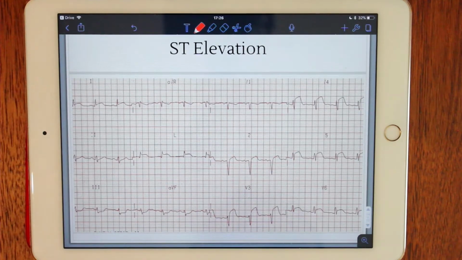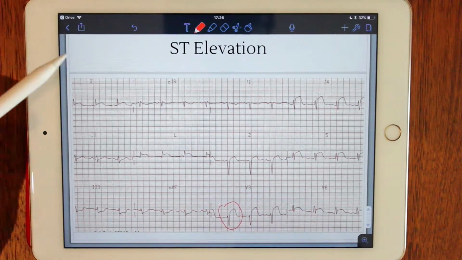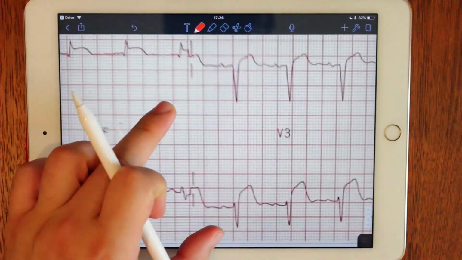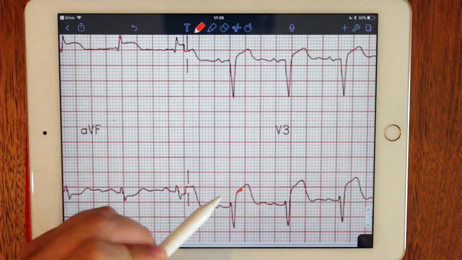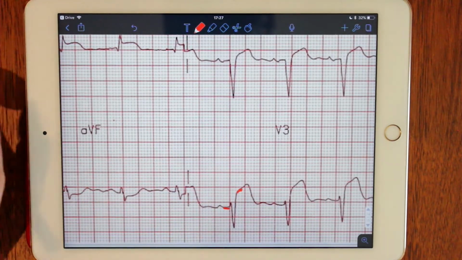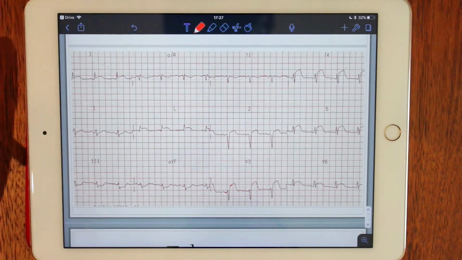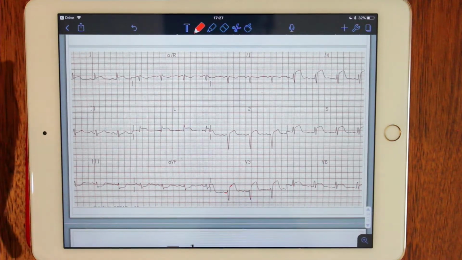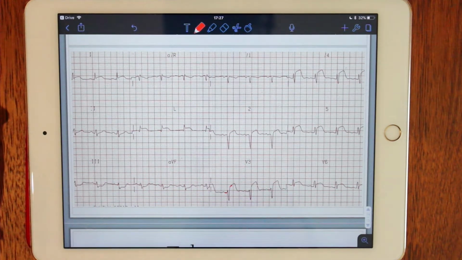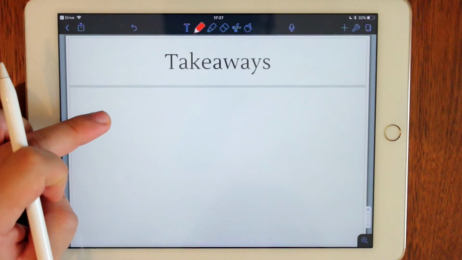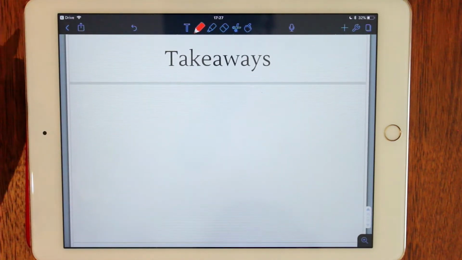Now, when it comes to elevation, this is what the tracing will look like. You go after the QRS, identify the segment immediately after the J point, and compare it to the isoelectric line, and you'll clearly see that elevation. So the two things in summary that you're looking for with your ST segment are depression, which most likely signifies ischemia, elevation, which signifies infarction, and if you see both elevation and depression in the same ECG, that probably means it's infarction. So what are the takeaways for our approach to ECGs?